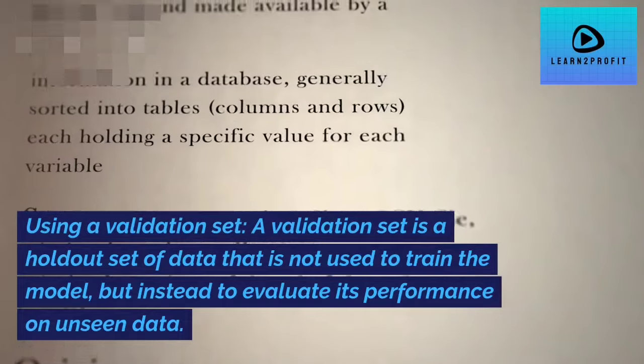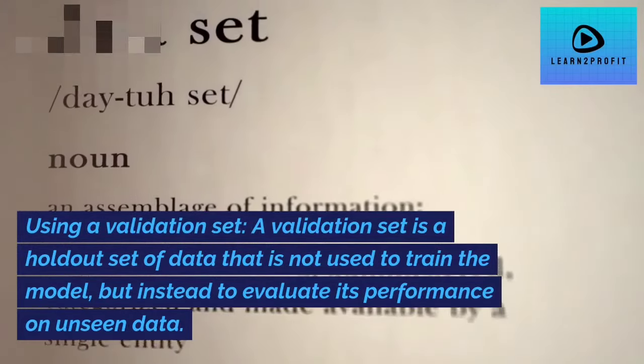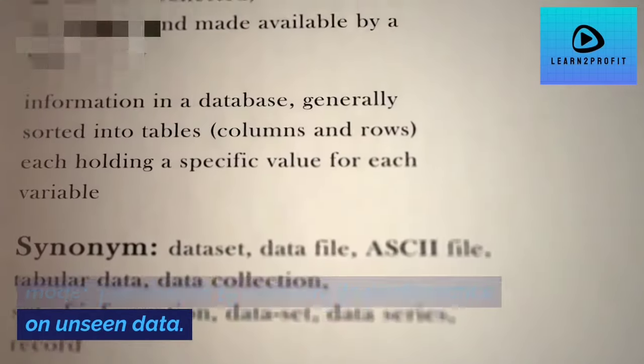Using a validation set. A validation set is a holdout set of data that is not used to train the model, but instead to evaluate its performance on unseen data. If the model performs poorly on the validation set, this is a sign that it is overfitting the training data.